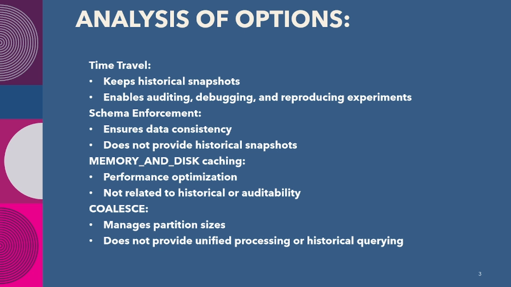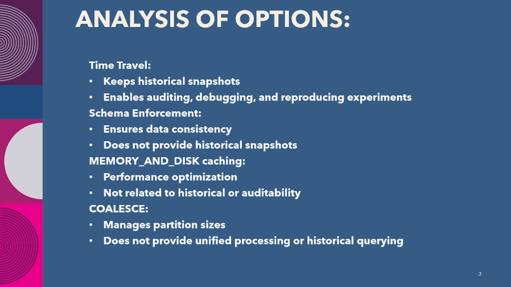Imagine you made a mistake in a batch job last week. Without time travel, you'd have no easy way to see what your table looked like before that batch ran. You'd be stuck trying to figure it out manually, and that can get messy really fast. But with time travel, you can literally query the table as it existed at any point in the past. You can even reproduce experiments or debug issues by seeing the exact state of your data at that moment.